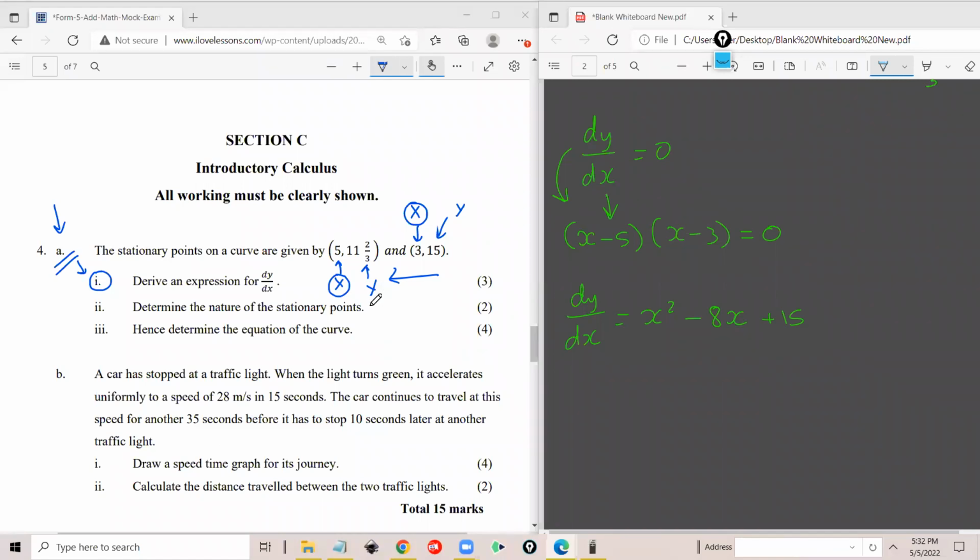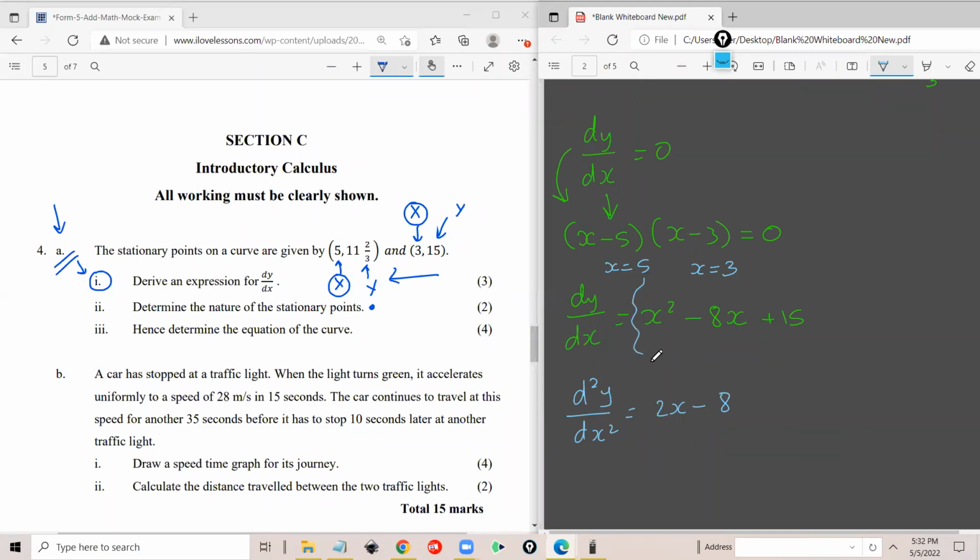To determine the nature of the stationary points, you have to differentiate one more time. If you differentiate one more time, you will get 2x minus 8. What we have to do now, remember, we have two values: x is equal to 5 and x is equal to 3. One of these is most likely going to be a maximum, and the other one is going to be a minimum.